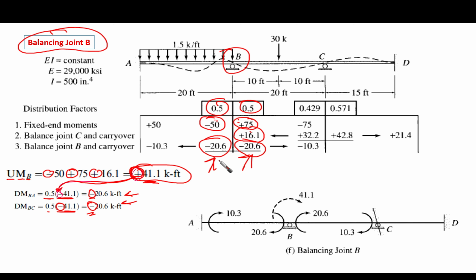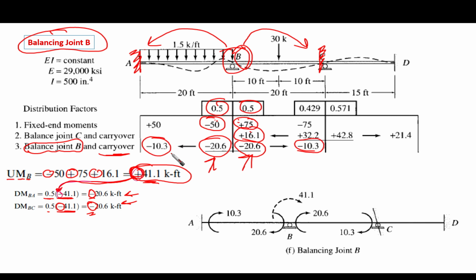Okay, now this is the first part, which is balancing joint B. Now we want to make the carryover. So simply, the far end here is fixed, and the far end here is fixed. This means that half of the moment that is going to be developed here will be carried over here, and half of it will be carried over here. So this minus 20.6 gives us half of it, which is minus 10.3, and half of it will be minus 10.3 here.